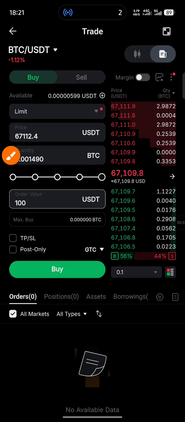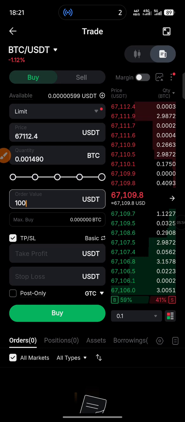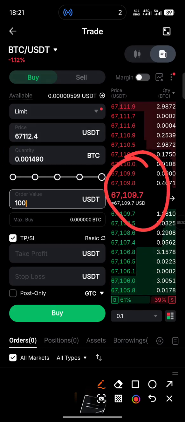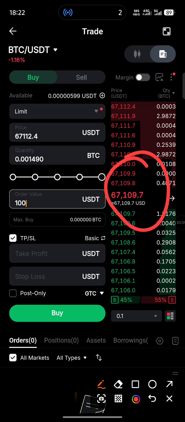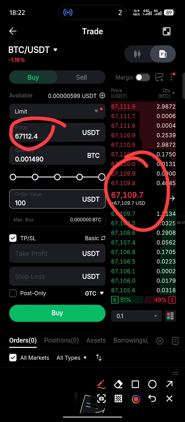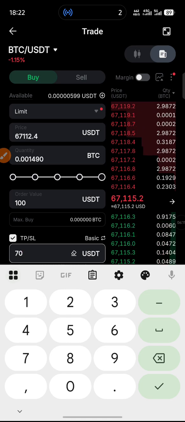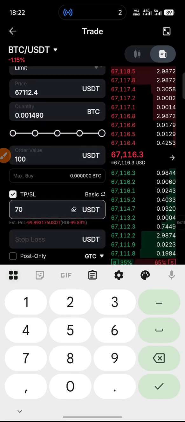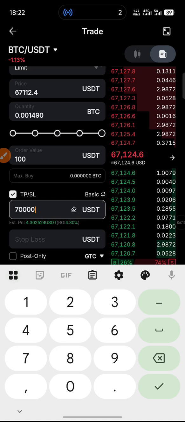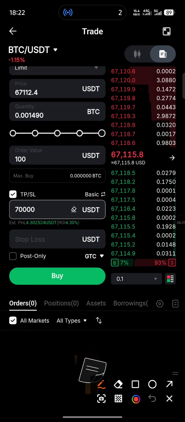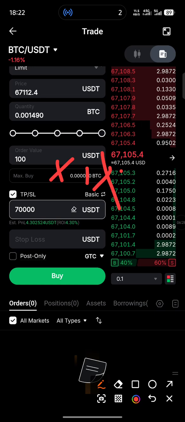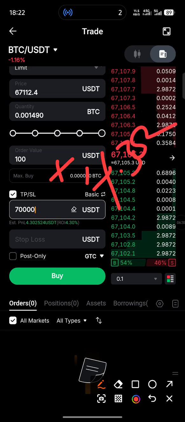Coming to this place now, you can click on this place. Let's say currently your USDT is at 67, and you say you want to sell this BTC when it's equal to 70. You can come to this place and write 70,000 USD. When it's equal to 70,000 USD, that is when you really want to sell this particular coin. You will be given a positive of plus 4.302. You can see.